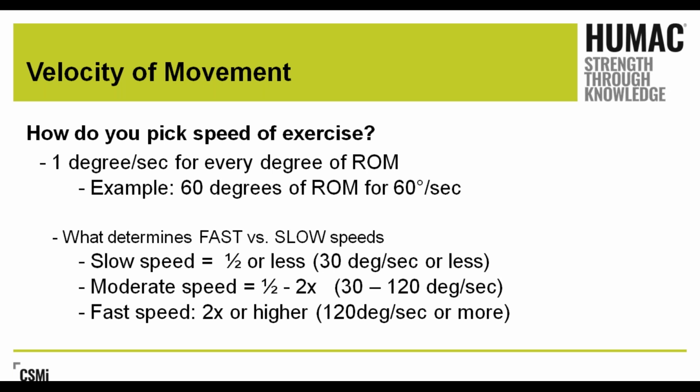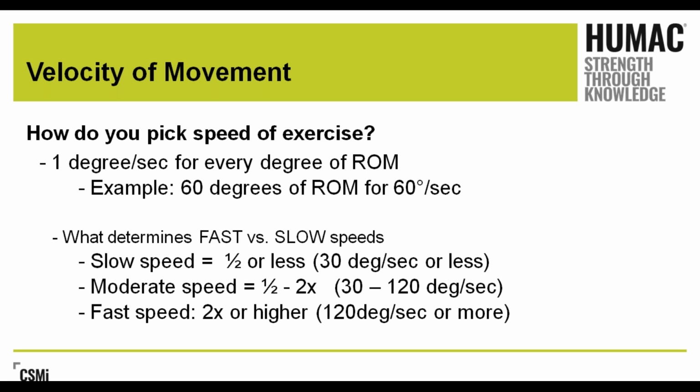So if you're going through a 60-degree range of motion, we're going to go 30 degrees per second or less. Here's my point. If we go back to 60 degrees of range of motion at 60 degrees per second, how long does it take you to go from point A to point B? It's going to take you 1 second. And then from point B back to point A, it's going to take you 1 second. So you're going to complete that entire movement.